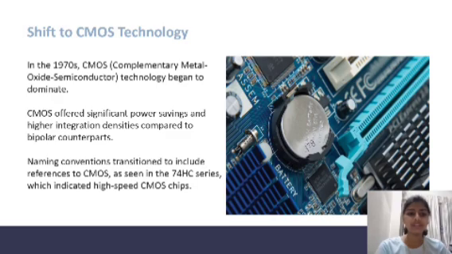Let's come to the shift to CMOS technology. CMOS means complementary metal oxide semiconductor. In the 1970s, CMOS technology began to dominate. CMOS offered significant power savings and higher integration densities compared to bipolar counterparts. Naming conventions transitioned to include references to CMOS, as seen in the 74HC series, which indicated high-speed CMOS chips.